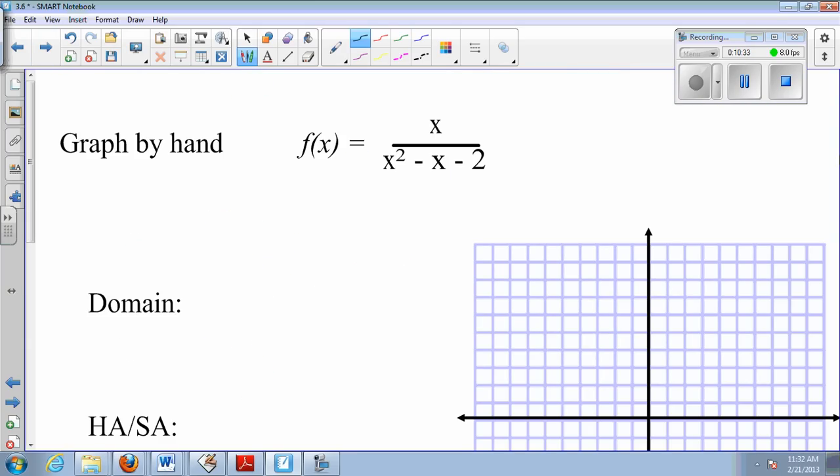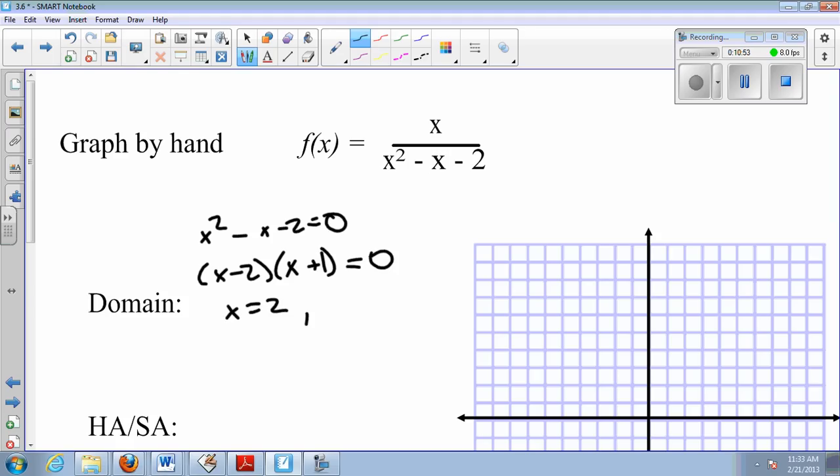We're doing a graph by hand. f of x equals x over x squared minus x minus 2. So our domain, we take the denominator, set it equal to 0. So we factor x minus 2 times x plus 1. So we get x equal 2 and negative 1, but they cannot be that. So we break up our domain into negative infinity to negative 1, union negative 1 to 2, union 2 to infinity.